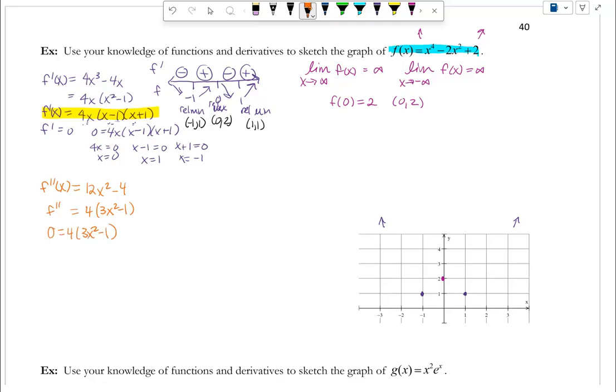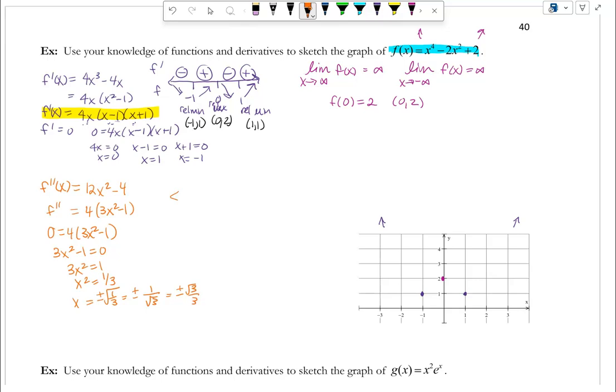well, I know 4 isn't equal to 0, so I'm really concerned with where 3x squared minus 1 is equal to 0. That's when 3x squared is equal to 1. So x squared is equal to 1/3. So x could be positive or negative the square root of 1/3, which is 1 over the square root of 3, which is root 3 over 3.